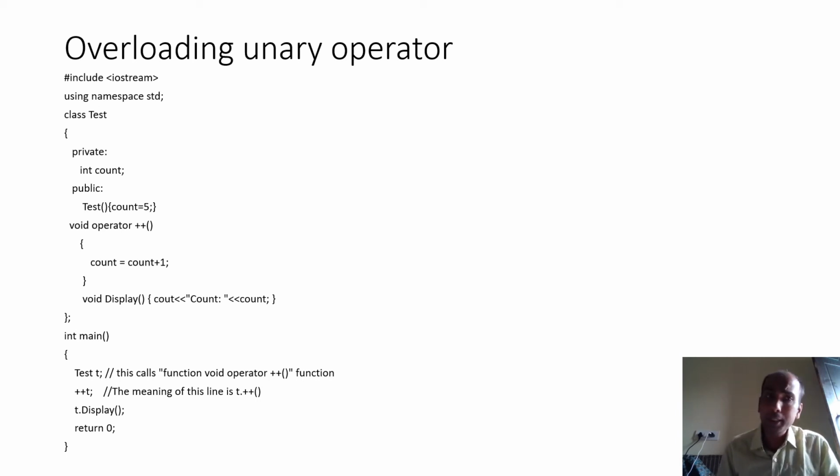Now, when you write plus plus t, what will happen? Actually, t is an object. And now, plus plus is not an operator right now. That is the name of a function, defined in the public portion of the class. So when you write plus plus t, the compiler will understand it as t dot plus plus. So actually it is calling the plus plus function by using t.